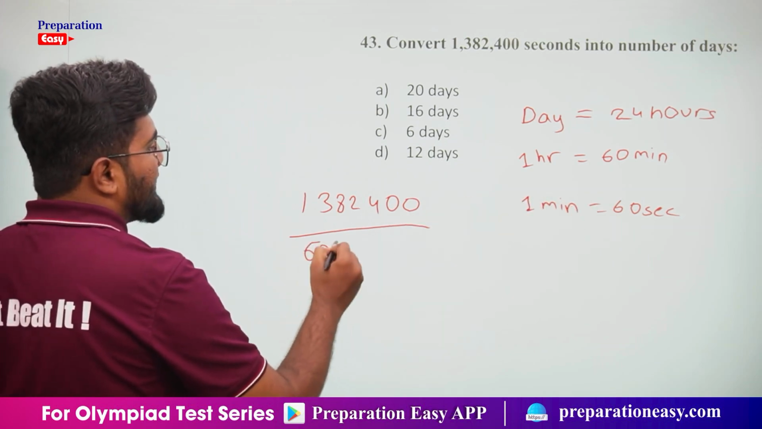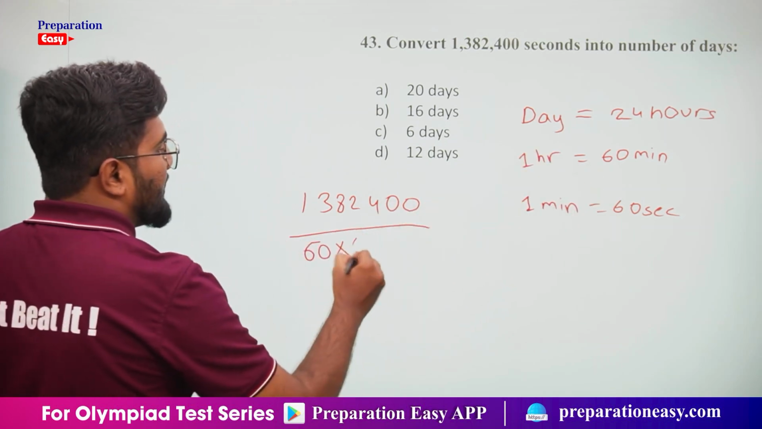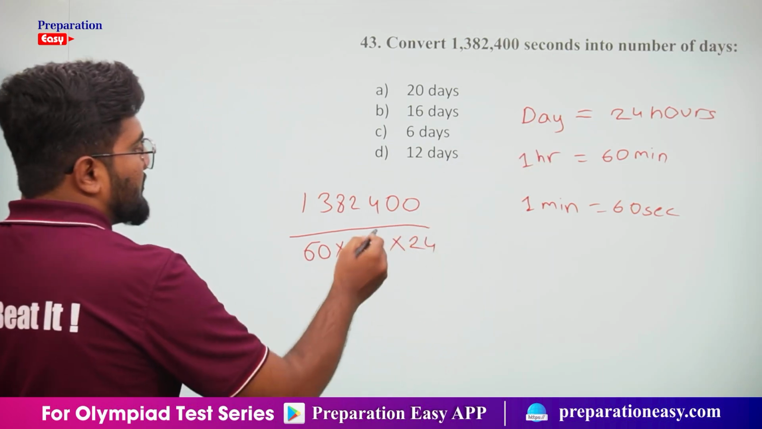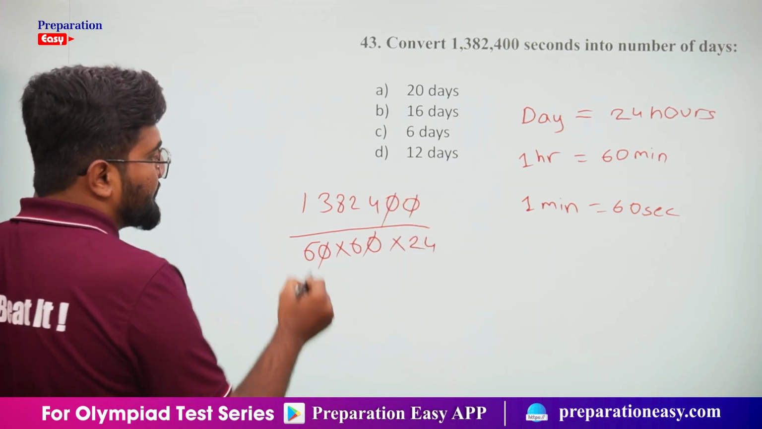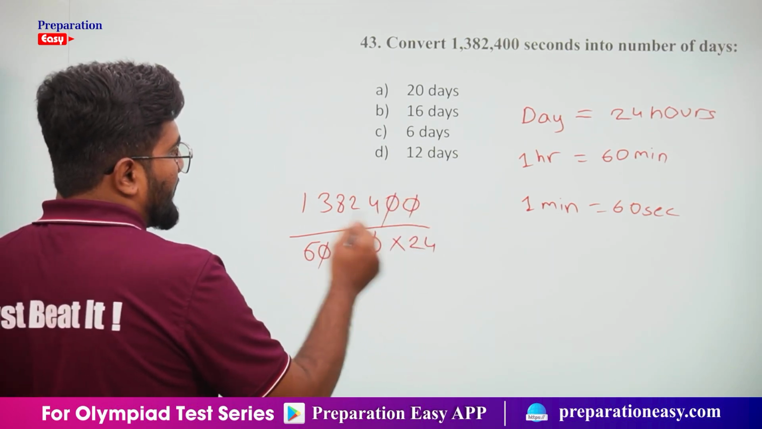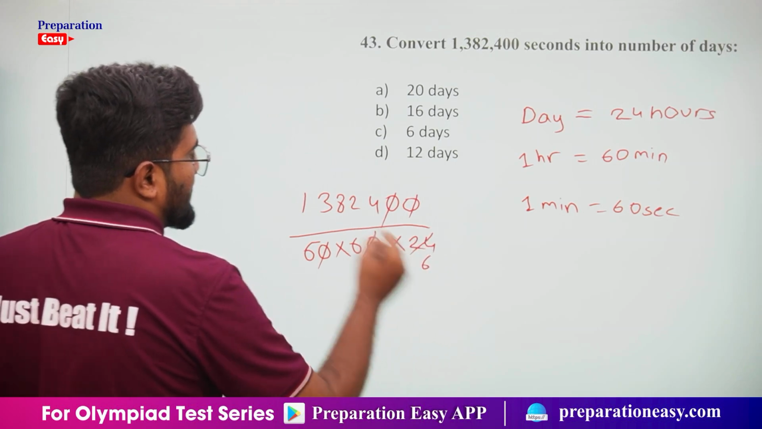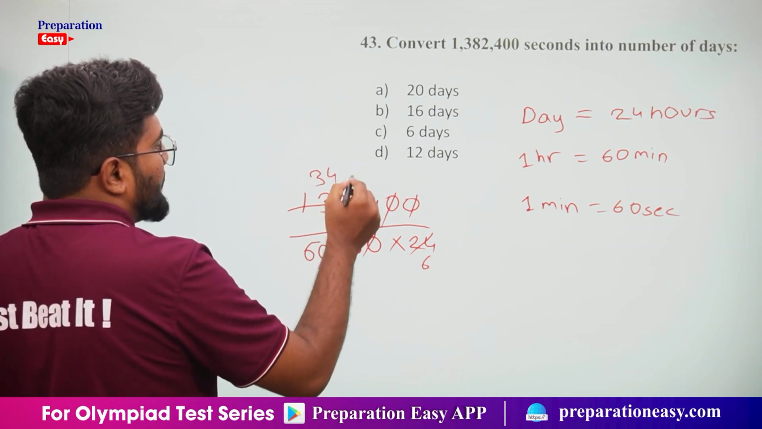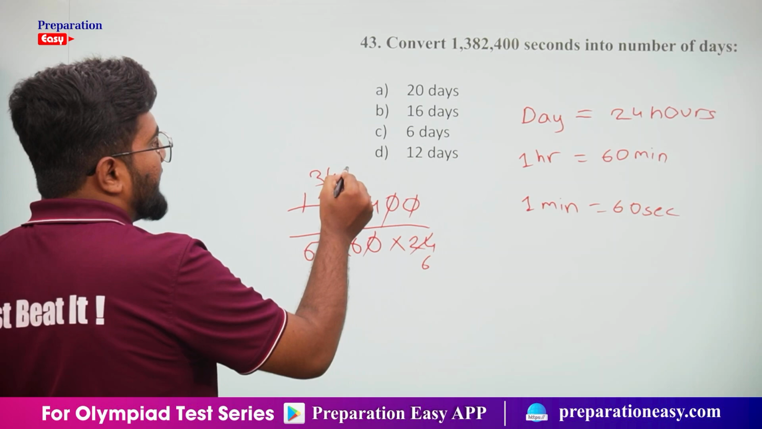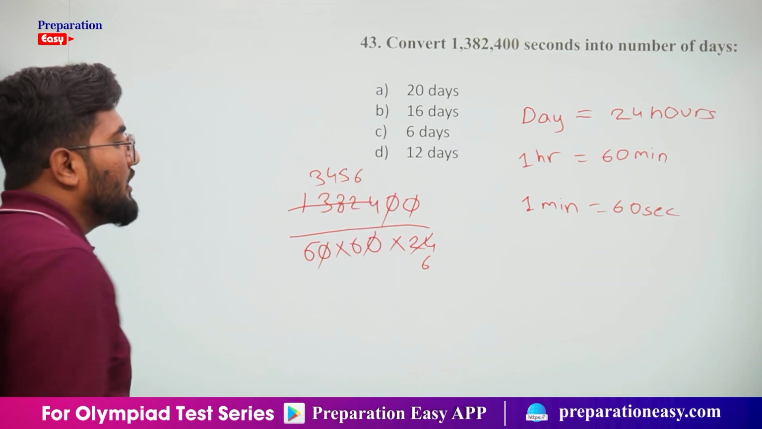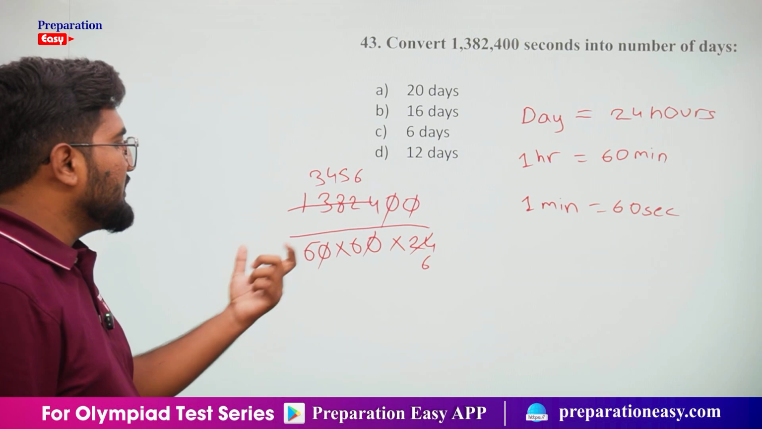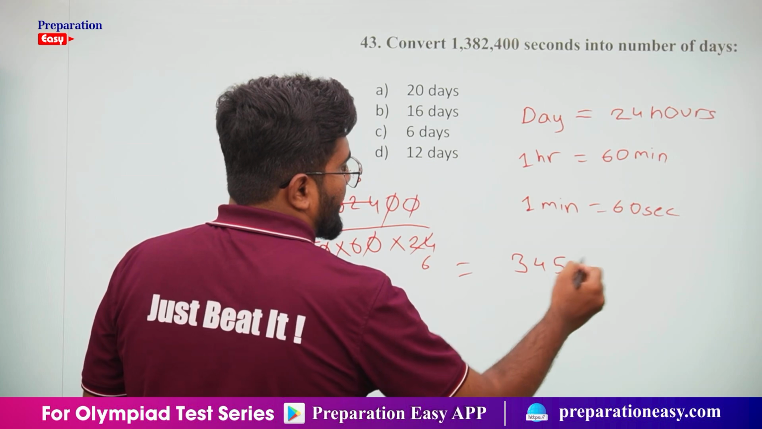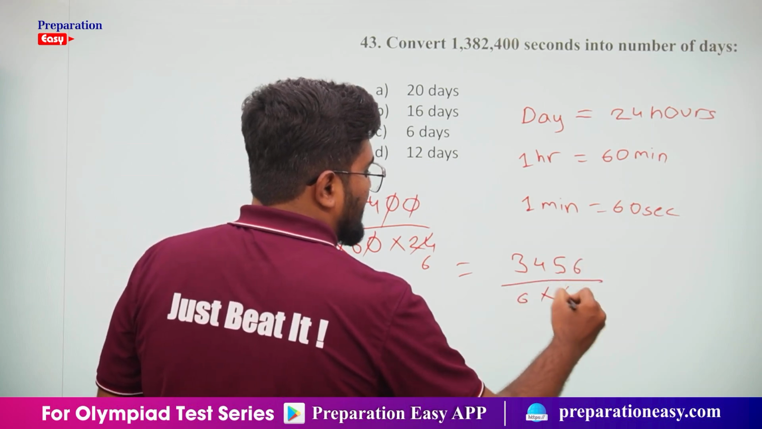Then first of all we have to convert it to minutes. For that I multiply by 60. Then minutes to hours, that is again 60. Then hours to days, that is 24. Okay, so the zeros cancel. Then 24 times 6 is 144, so 4 6s are 24, and the number is 3456 divided by 6 into 6 into 6.